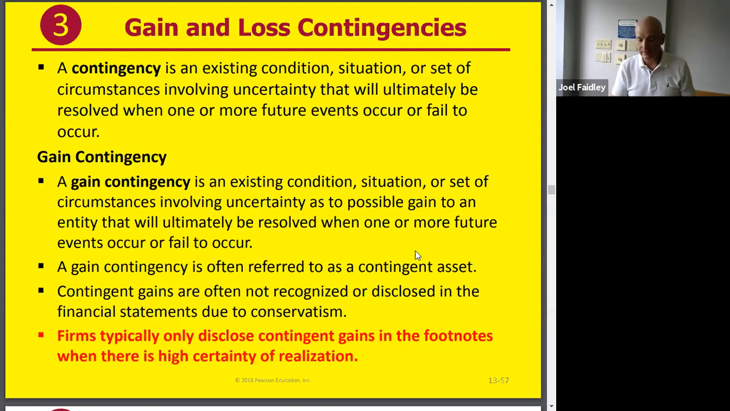And I've got in red there, firms typically only disclose contingent gains in the footnotes when there is a high certainty of realization. So you're just putting that in your footnotes that, yeah, we've got a high probability. Don't ask me what that percentage is because GAAP is notorious for not giving you percentages like IFRS does. But if there's a high degree of certainty, you just tell them about it in the story about your company. But you make no journal entry, ever. Never make a journal entry for a gain contingency. Have I said that enough?